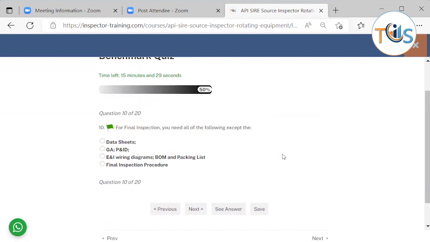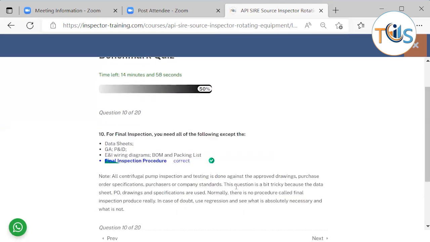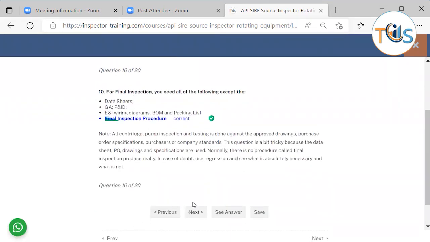For final inspection, you need all of the following except... you need the data sheet, you need the general arrangement drawing, you need the process and instrumentation diagram, piping and instrumentation diagram, you need the electrical and instrumentation wiring diagram, you need the bill of materials and packing list. There is no such thing as a final inspection procedure. Normally, even if it is there, that's not absolutely necessary. So choose the best answer here. You cannot delete the first three, so you click on the fourth one.